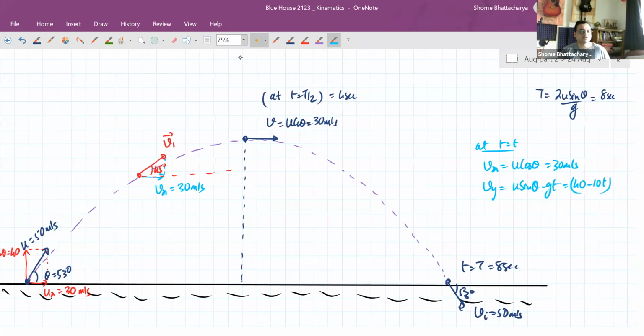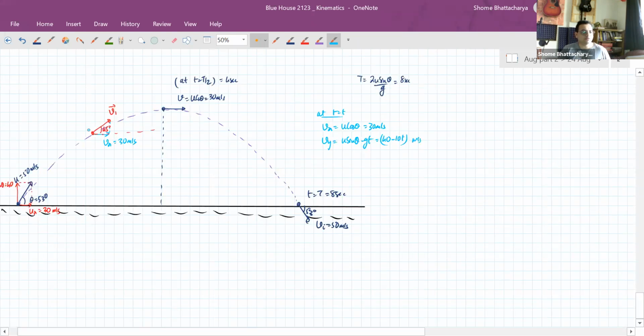This is the instantaneous value of this. Now, if we want this angle to be 45 degrees at this time, let's say t1, then what should be the value of Vy? It should be equal to Vx, no?